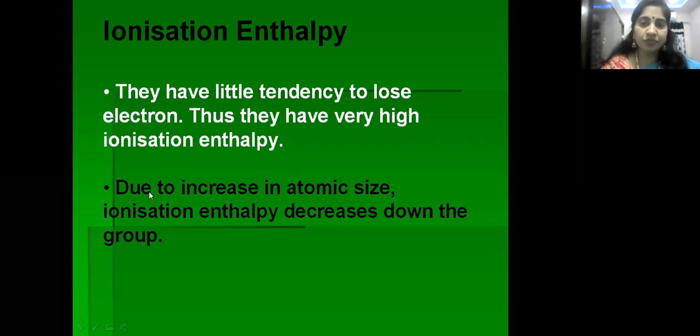Very simple. The group 17 elements have very small size. Because of that, ionization enthalpy is high, and they don't want to lose an electron because they want to gain an electron, since they have ns2 np5 electronic configuration. If they gain one electron, they will get the noble gas configuration, right children?